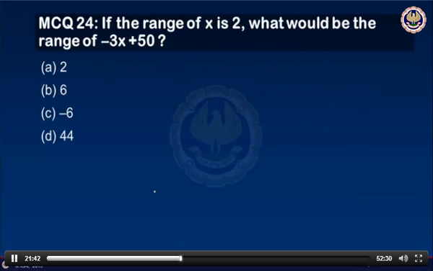Now, if the range of x is 2, what would be the range of minus 3x plus 50? Here, the range of x is 2. In this category, minus of modulus 3 into x plus 50. So, range of minus of modulus 3 into x, range of x is 2. So, 6 is the correct answer. So, option B is the correct one.